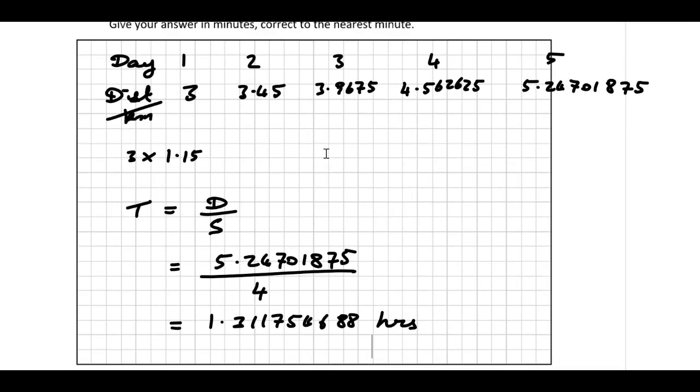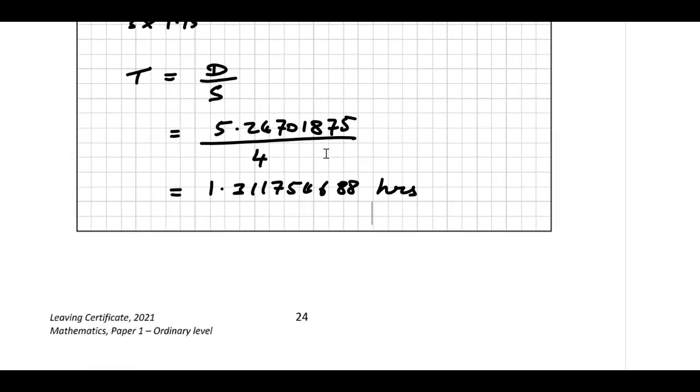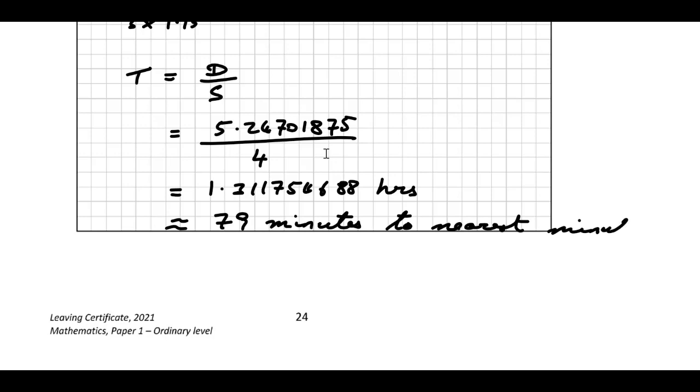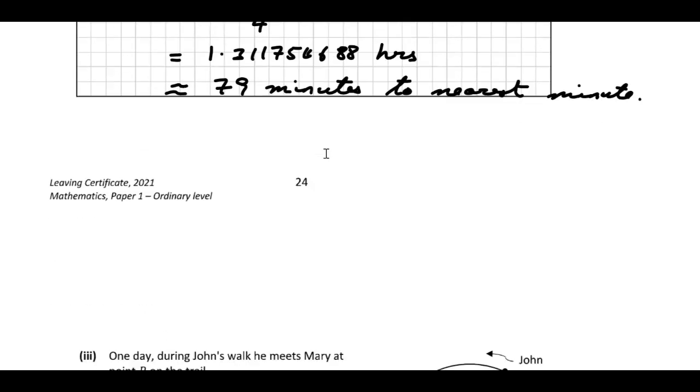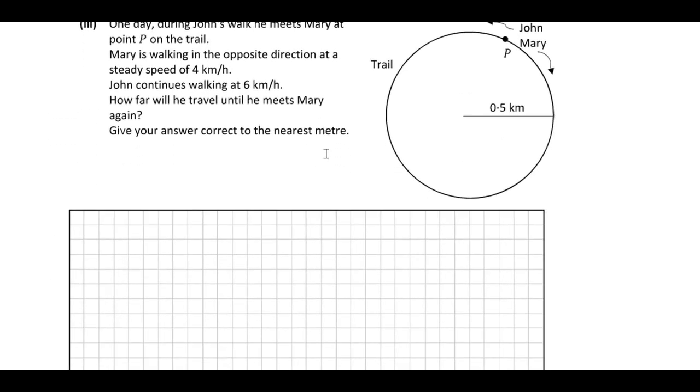So this is hours, and we've got to give our answer in minutes correct to the nearest minute. So we've got to multiply that by 60, and that will give us 78.7. So that's 79 minutes to the nearest minute. And that's it. Okay, next one.